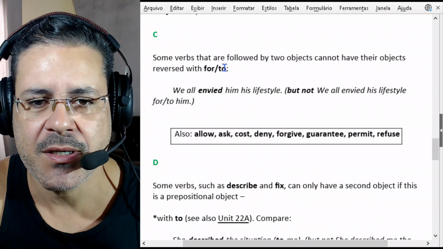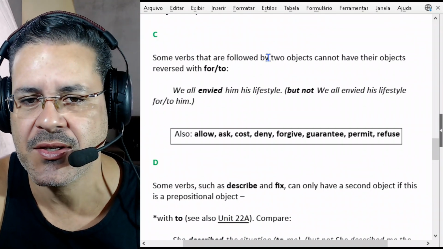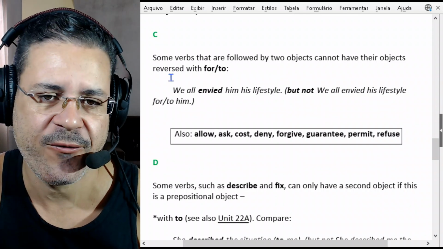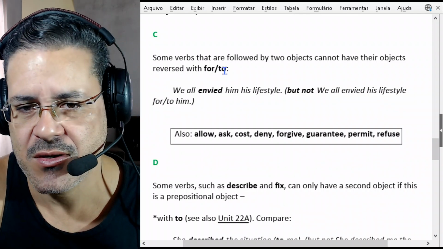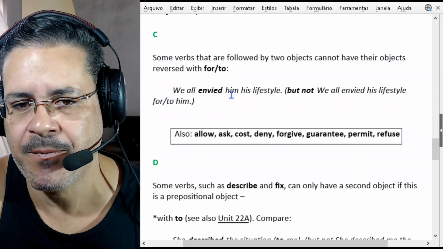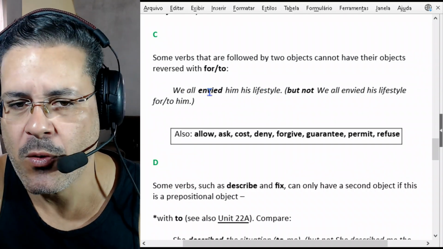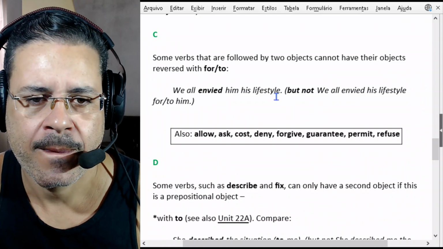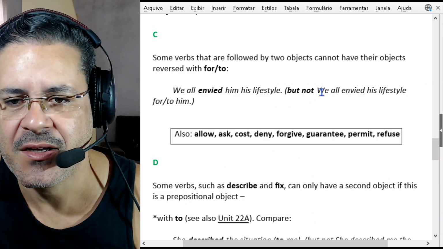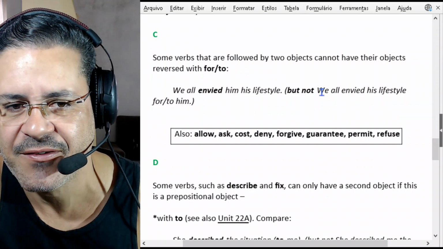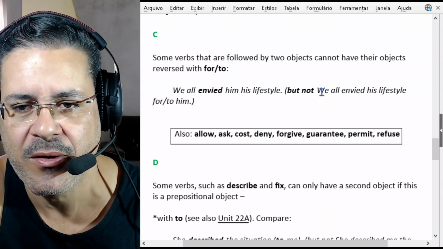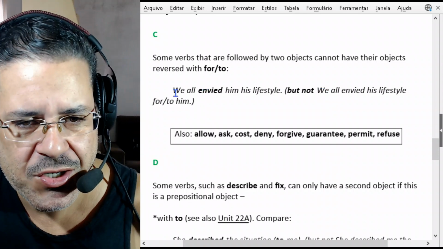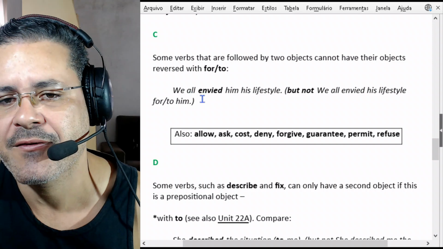Some verbs that are followed by two objects cannot have their objects reversed with "for" or "to." For example, "We all envied him his lifestyle." But not "We all envied his lifestyle for him," or "We all envied his lifestyle to him." No, it's incorrect. But pay attention to the correct form: "We all envied him his lifestyle."